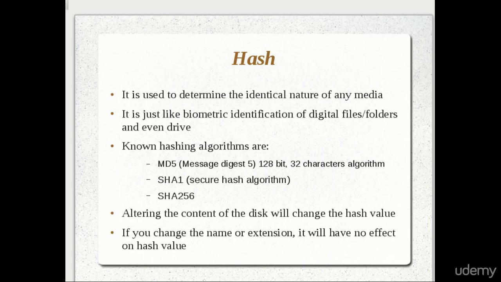A hash is just like the biometric identification of digital files, folders or even drives. It is mathematically derived from the contents of the item being hashed and is displayed as a set of numbers and letters. There are three well-known hashing algorithms. One is MD5, which is Message Digest 5. It is a 128-bit, 32-character algorithm. The others are SHA-1, Secure Hash Algorithm 1, and Secure Hash Algorithm 256.